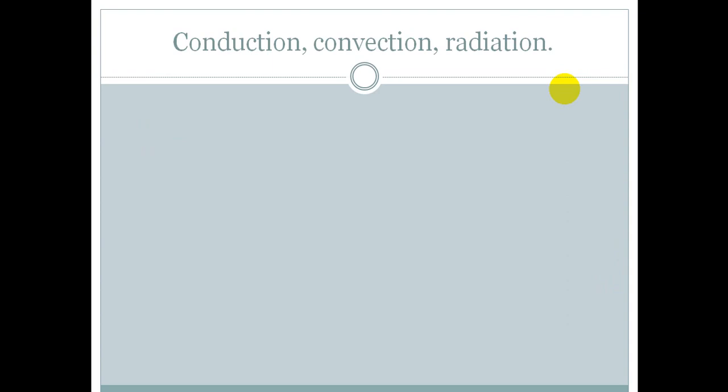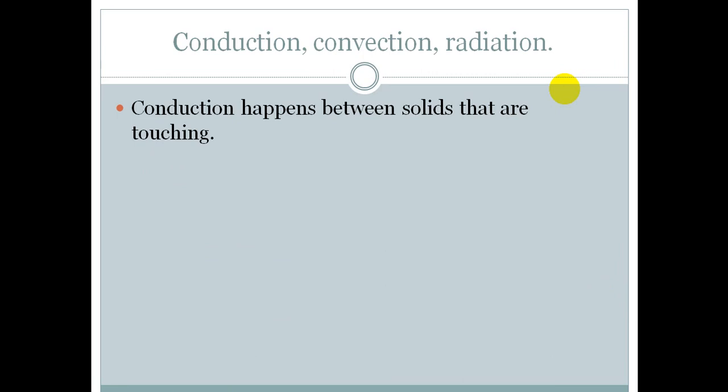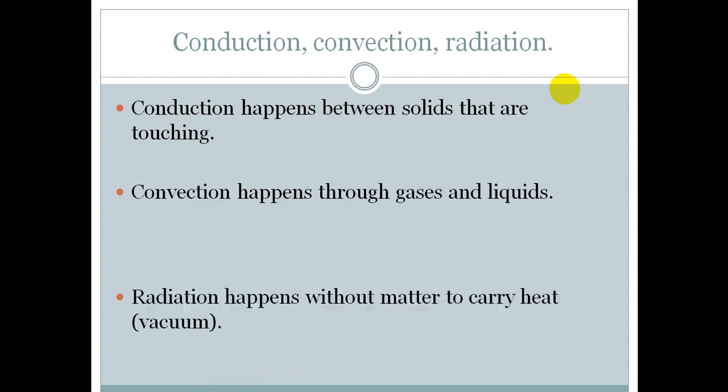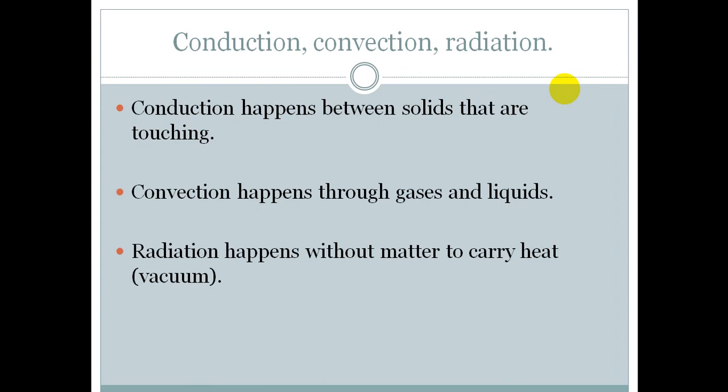Let's summarize these three ways of transferring or moving heat: conduction, convection, and radiation. Conduction happens between solids that are touching. Convection happens through gases and liquids. Radiation happens without matter to carry heat.